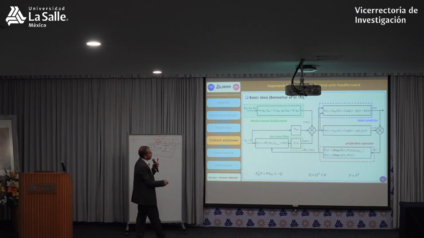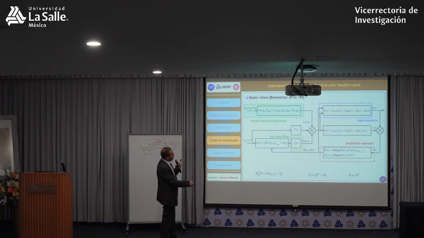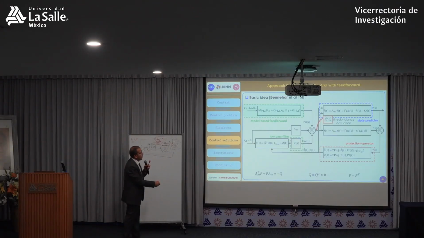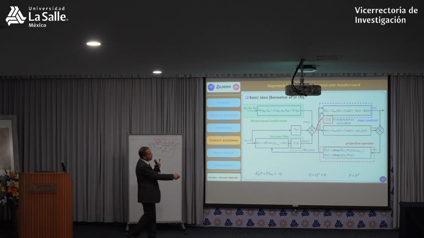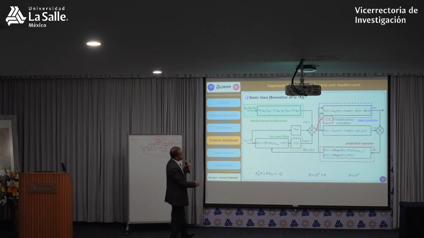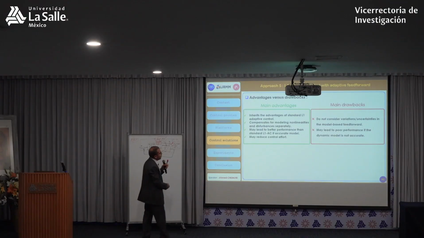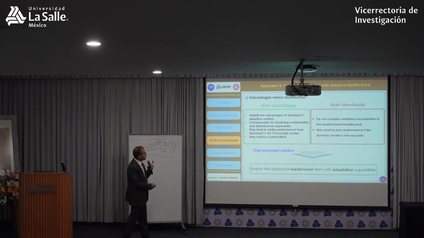And this is the block diagram of the proposed controller, the L1 adaptive controller, and the extension by this feed-forward, which is here. And if your robot is redundantly actuated, you have to add this term here before you send the control input to the system. And the same advantages and drawbacks apply to this proposed new controller.